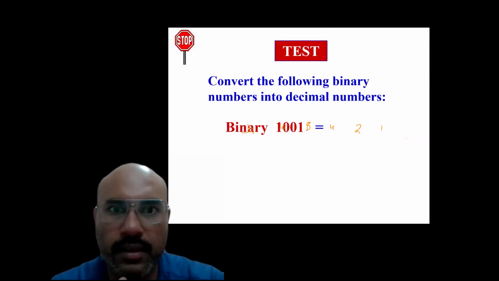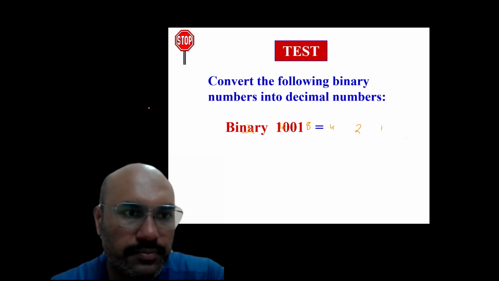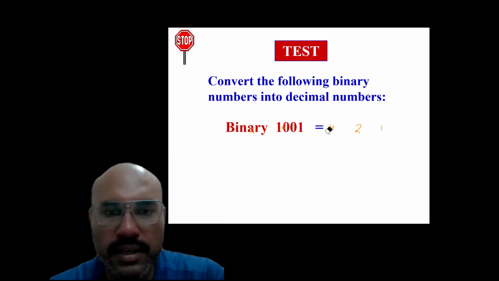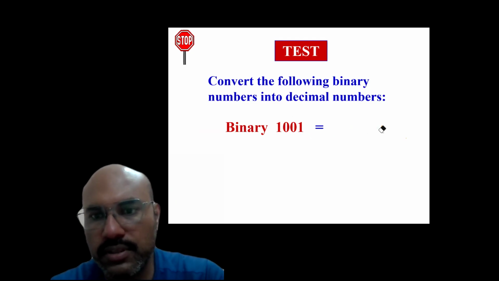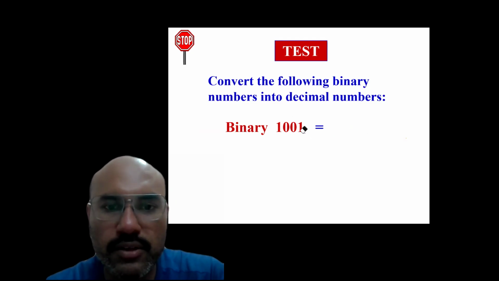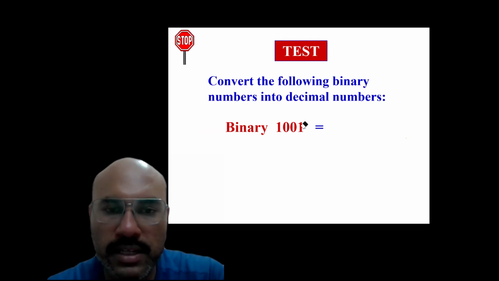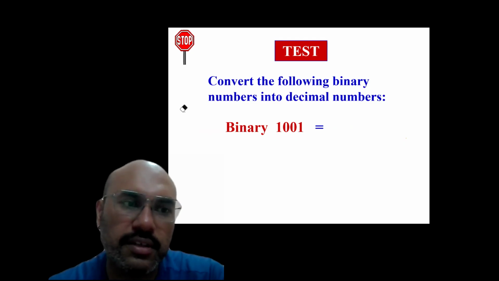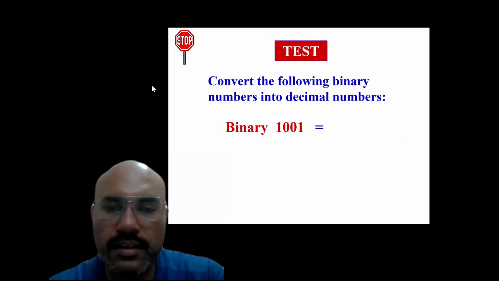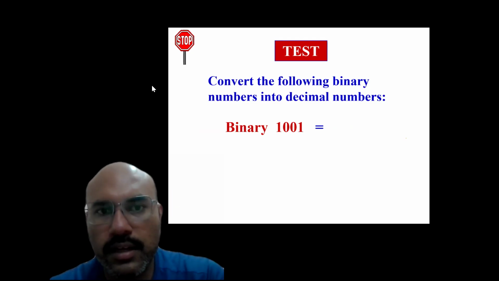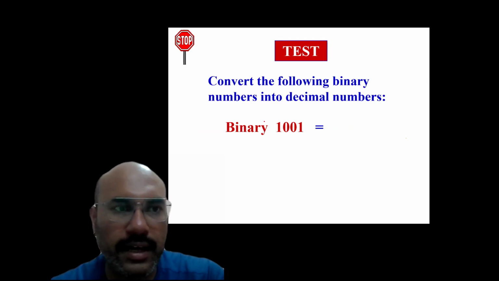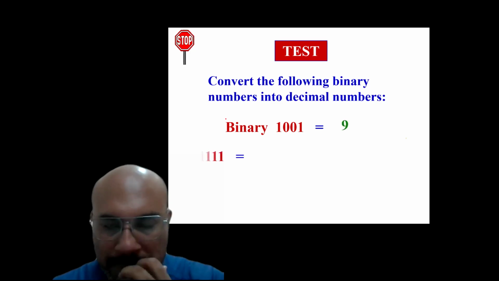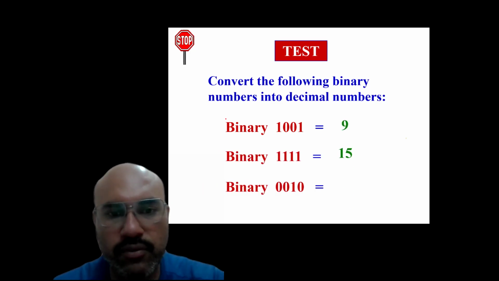Similarly, you can convert any binary number by using the place values. Here we have place value 2 to the power 0, that is the ones place. We have 1 at the ones and eights position. So we have 8 plus 1, that is 9. Understood? Similarly, we can calculate for others as well.